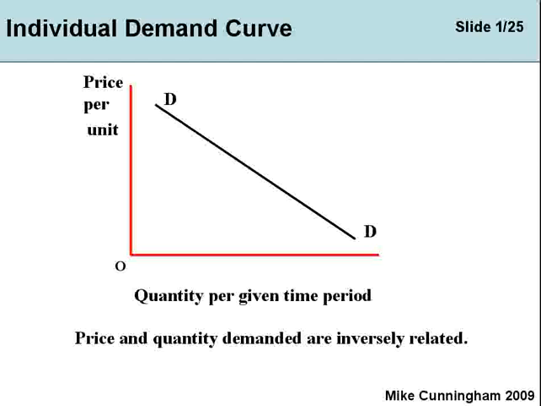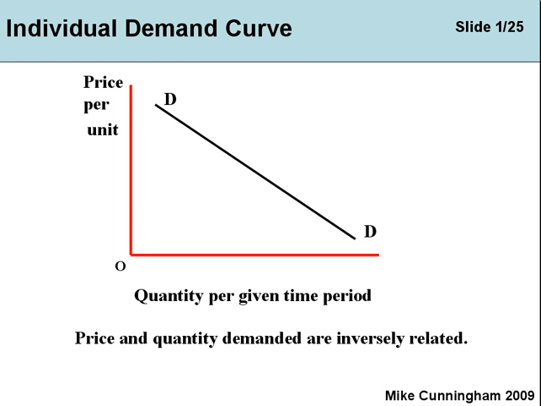In this class we're going to look at the relationship between income and the quantity demanded. So to start, here is a normal demand curve. The price per unit is on the vertical axis and the quantity per given time period is on the horizontal axis. The price and quantity are inversely related, which is our behavioral assumption, the assumption that as the price rises we tend to purchase less of the item.